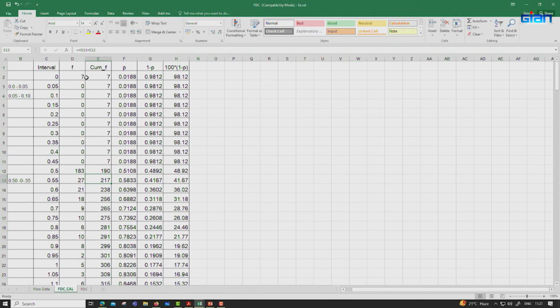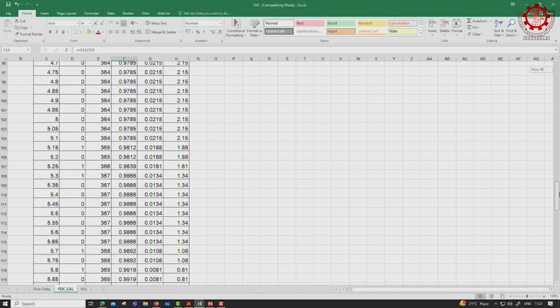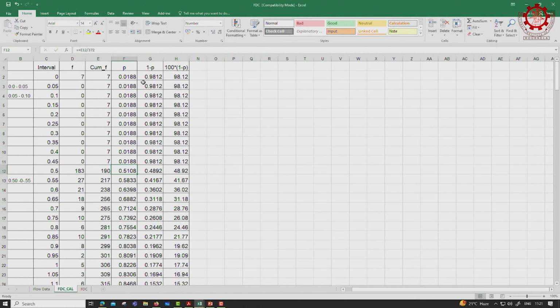And then I have calculated the probability of every frequency, right, that is frequency divided by 372, right. For this number of days, what is the probability, right, 183 divided by 372 here, E12 divided by 372, and likewise I have calculated, right, here. And then, because I want to get a certain shape of the graph, I have calculated 1 minus p and also the percentage of that, multiplying by 100, right.